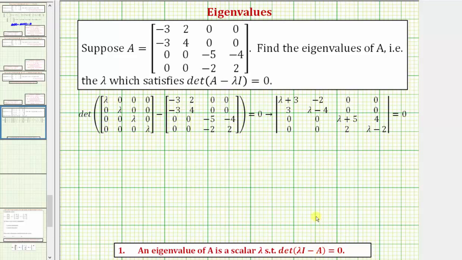And I've already set some of this up. We have the determinant of this difference, where this matrix here is lambda times I, where matrix I is the 4x4 identity matrix, and then here's matrix A, the given matrix. So we want to find the determinant of the difference of these two matrices, which gives us this determinant here. So we want to find the values of lambda that make this determinant equal to 0.